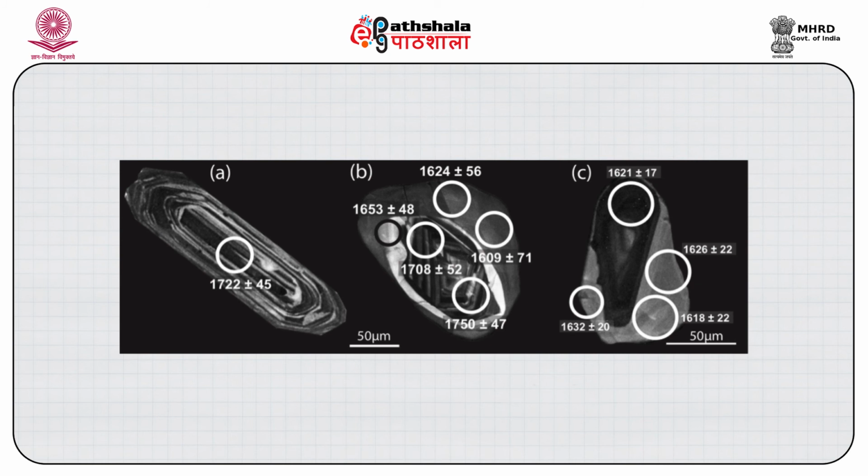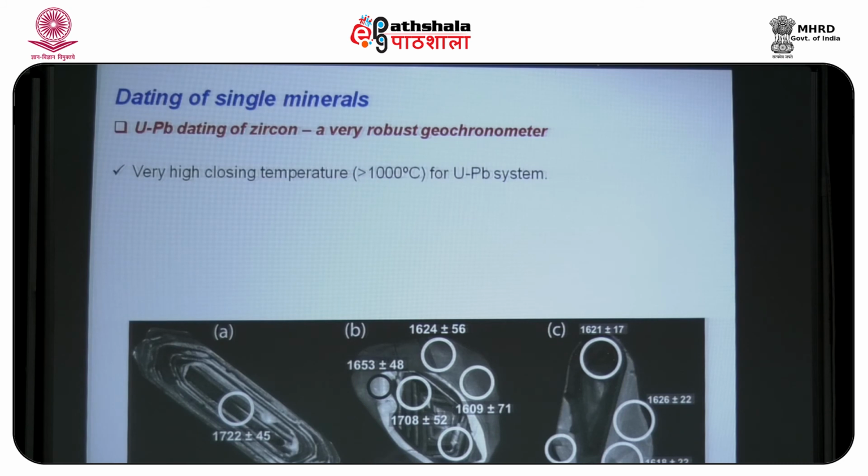Now, I just want to show a small example of the uranium lead dating of zircon, which is a very robust geochronometer. Why is it so? The uranium lead system, as I said, is extensively applied on zircon, because it has a very high closure temperature of greater than 1000 degrees centigrade. Moreover, the mineral zircon prevents loss of any lead by diffusion after it has crystallized. So, there is no loss of lead.